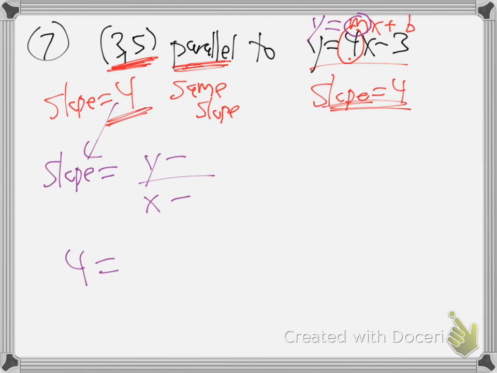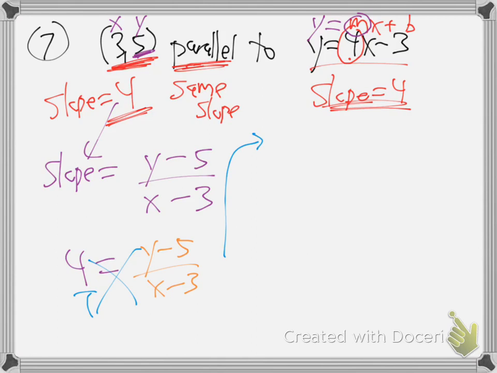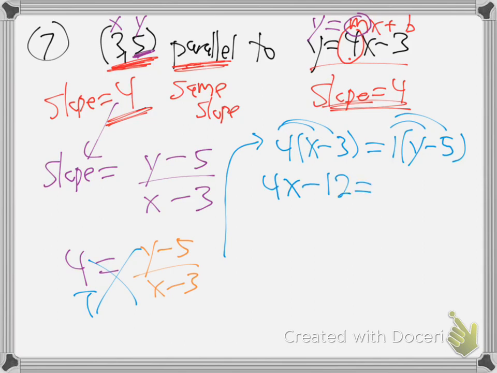What are you going to put in the back of the y? The 5, because this is the y value and this is the x. So the 5 here, the x is 3. Right? So y minus 5 over x minus 3. And then what do we do? Cross multiply. Put this over 1, diagonal, diagonal. It's 4 times x minus 3, 1 times y minus 5. Diagonal, diagonal, distribute, distribute. 4x minus 12, y minus 5.